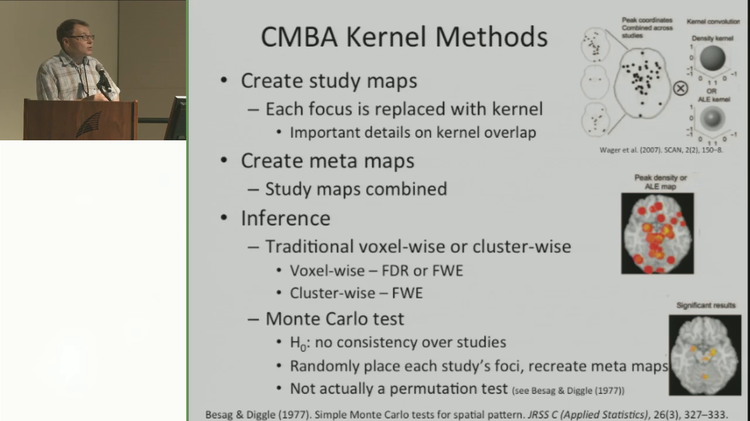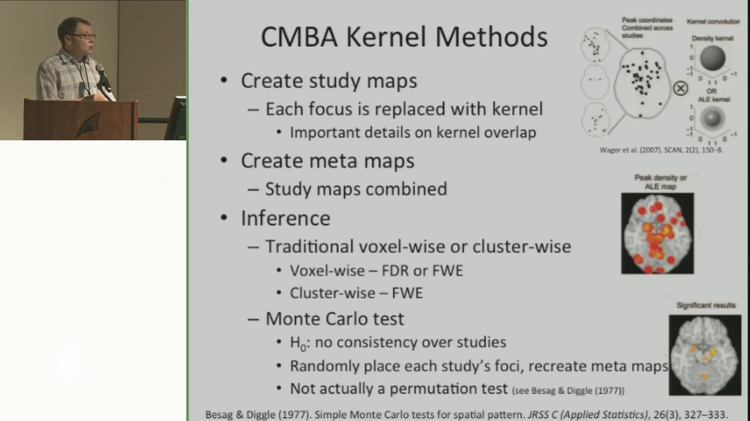So we have to figure out some way of thresholding this image, and we might do that while controlling the family-wise error rate or the false discovery rate on clusters or voxels. So it's just as we normally do. How do you actually get the p-values? Well, you cannot use standard parametric results or random field theory.